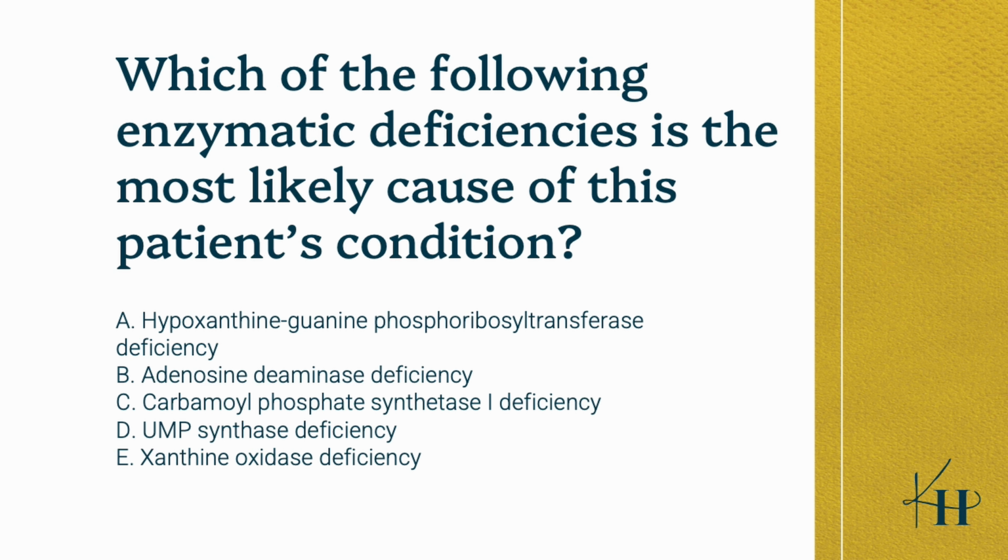Hypoxanthine guanine phosphoribosyl transferase deficiency, adenosine deaminase deficiency, carbamoyl phosphate synthetase 1 deficiency, UMP synthase deficiency, xanthine oxidase deficiency.